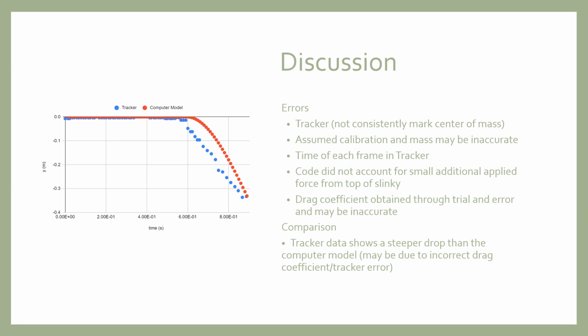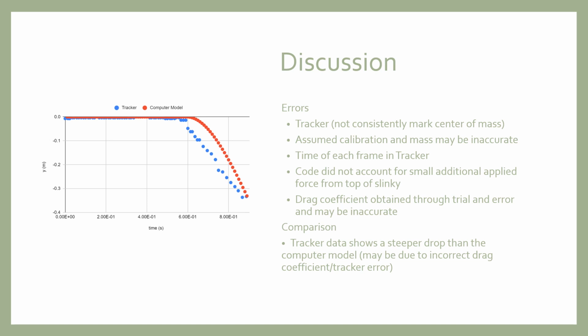One error causing deviation between the tracker and computer model is tracker error by not consistently marking the bottom of the spring, as the video was low quality and it was difficult keeping track of the same point. Another tracker error is incorrect calibration, as the length of 0.056 meters I used to calibrate the tracker model may not have been correct or even apply to the experiment slinky's dimensions.